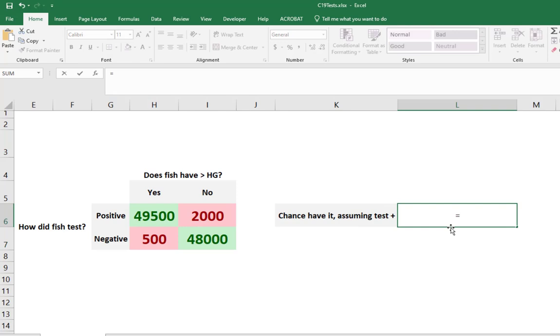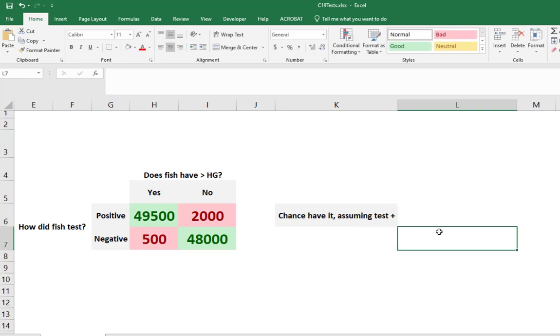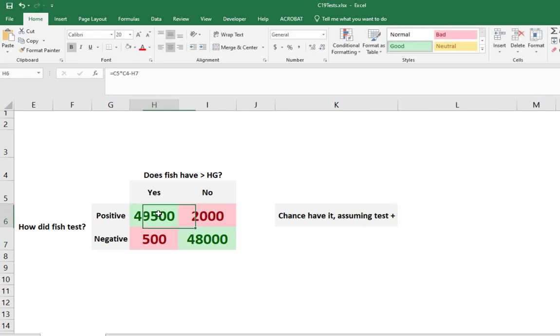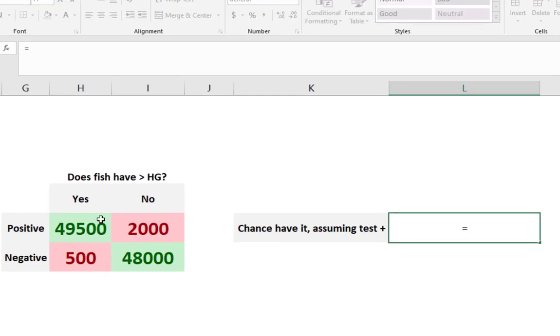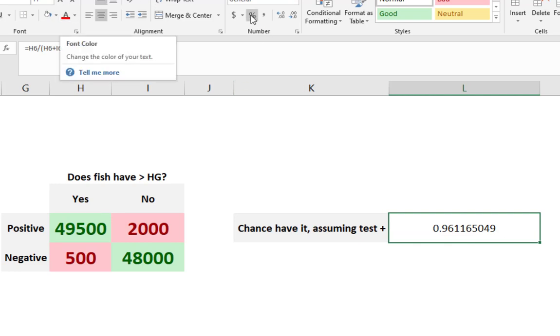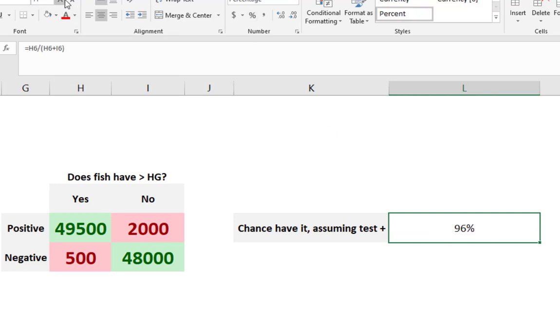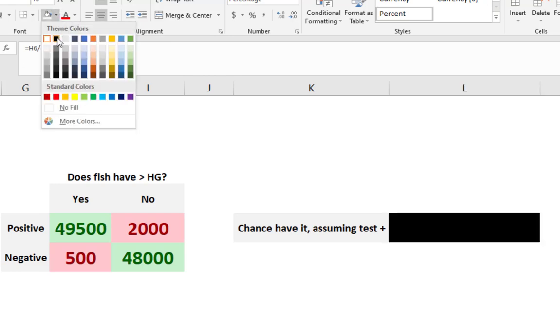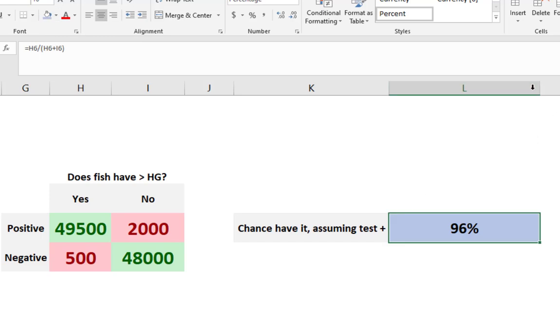Well, like we did before. Before I get to the function, that means we have to have it and test positive, and then divide it by all those that tested positive. So I vote we just do equals that number divided by, now watch this, parentheses, that number plus that number. Make sure you don't forget those parentheses. And that's going to be a nice high 96% chance. Boom. Change it to a percentage if you want. We can make it bigger. We can bold it. You can add some background, whatever you want to do. Not black, though, because you can't actually see the damn thing.